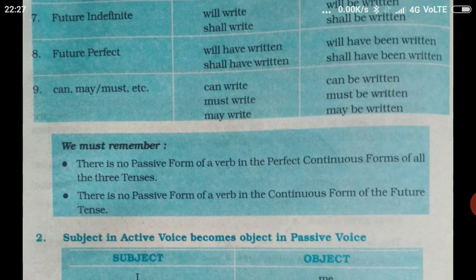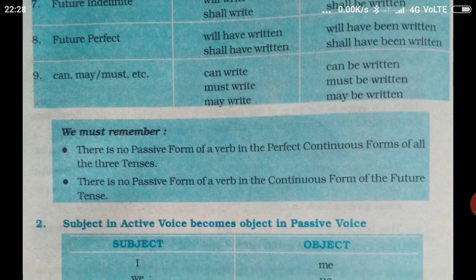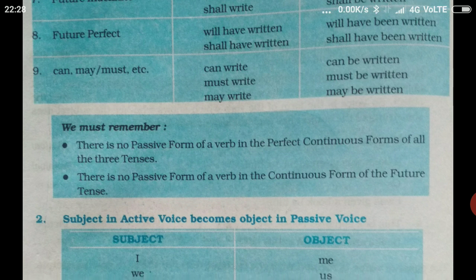Here we must remember there is no passive form of a verb in perfect continuous forms of all the three tenses, right? Perfect continuous जो tense होते हैं उसके all the three perfect continuous, I mean to say present perfect continuous, past perfect continuous, future perfect continuous will not change into passive voice, right? And there is no passive form of a verb in the continuous form of the future tense. Future tense का भी जो है future tense वो भी passive voice में change नहीं होता है. Only 8 tenses can be changed into passive voice, right? 4 tenses जो other 4 tenses है वो change नहीं होंगे. Means all the perfect continuous tenses and your future perfect continuous tense will not change.